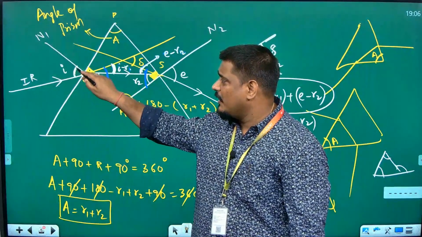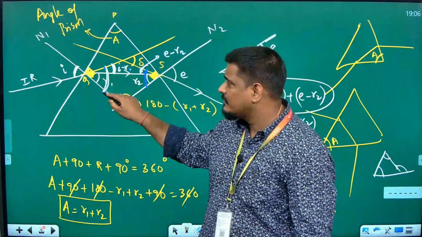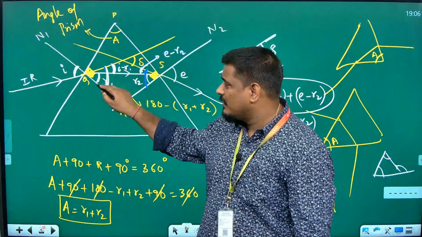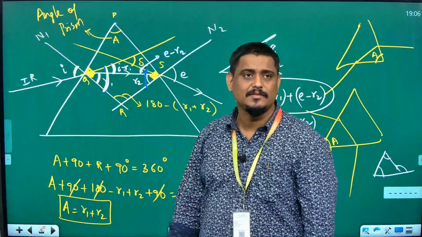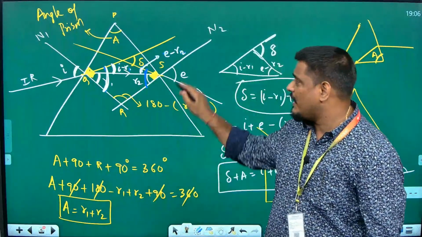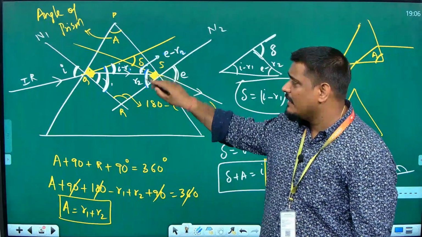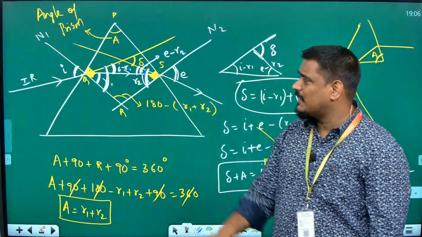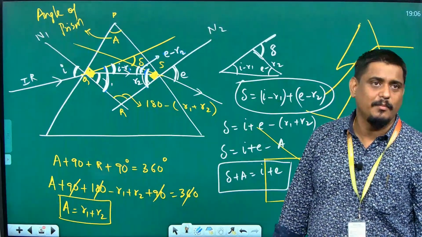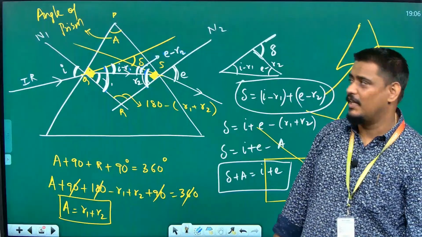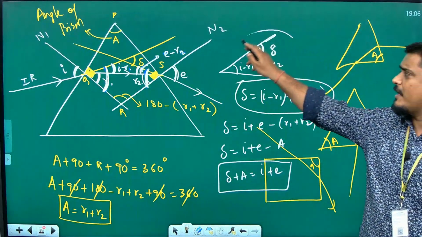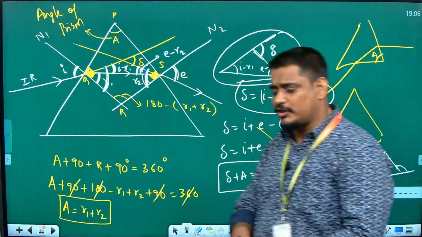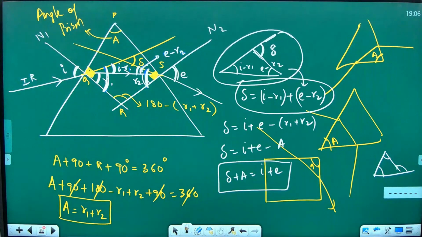Please pay attention, Prism. If this is I, don't you think this whole thing will be I? Vertically opposite angle. This part is R1. So what will be this part? I minus R1. Same way, if this is E, this completely will be E. If this completely is E, this part is R2, this part will be E minus R2. Then by using exterior angle property, I got this. This is clear to you, how this came? Yes, sir. Okay, fine.